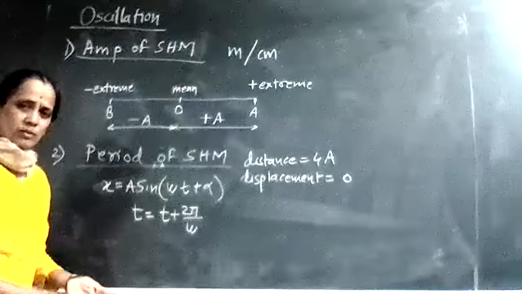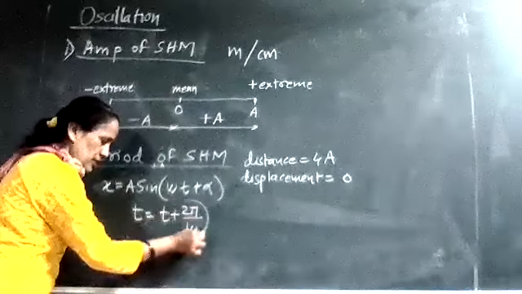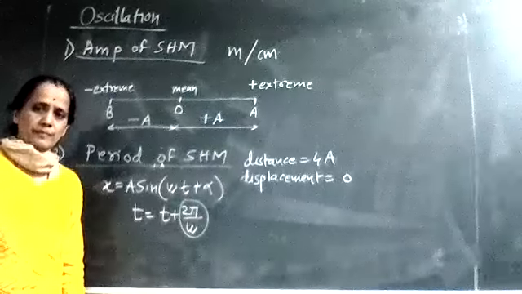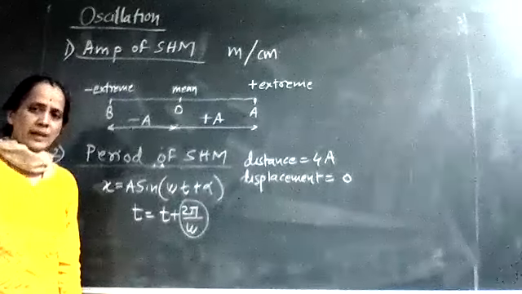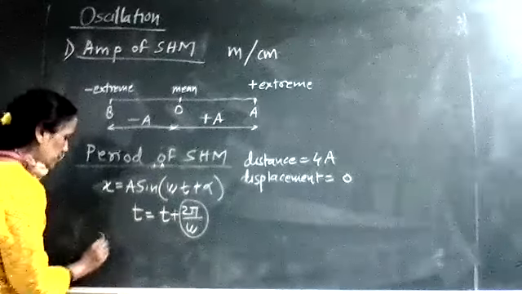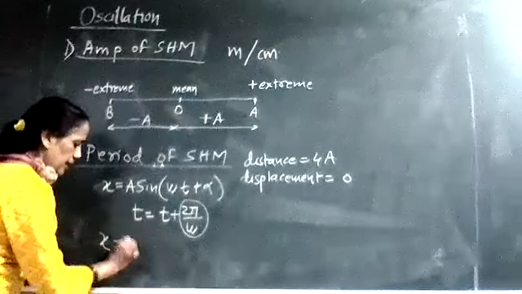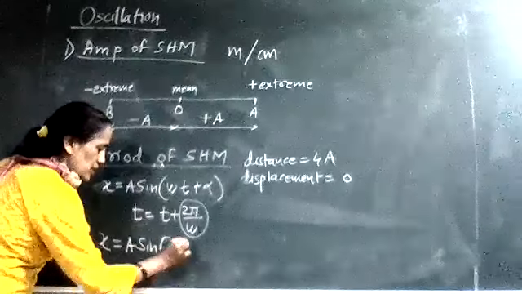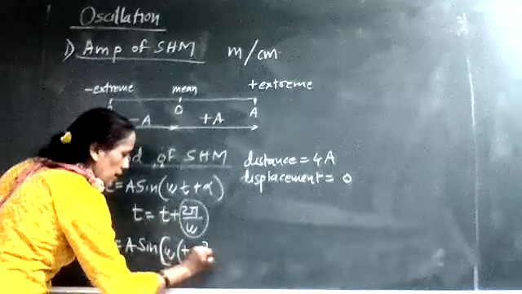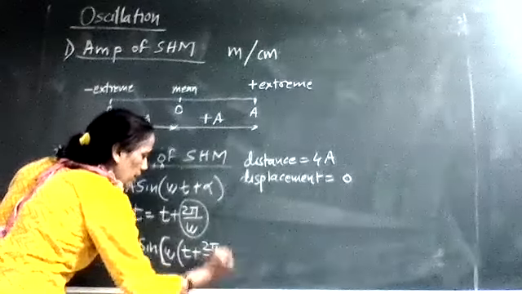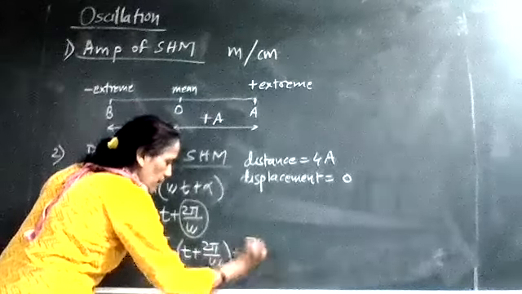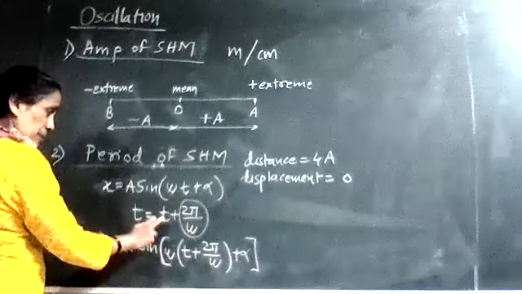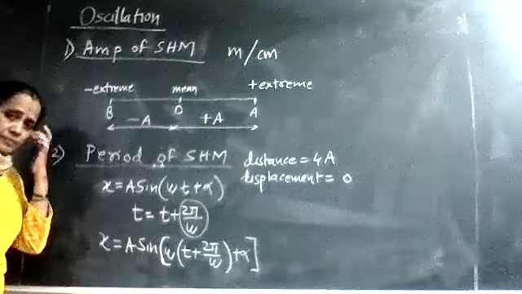Now why is this so? Because I want to prove that this 2 pi upon omega term is a period. Clear? So now in the displacement equation x = a sin(omega t + alpha), instead of t I can put t plus 2 pi upon omega. Only t is replaced by t plus 2 pi by omega.